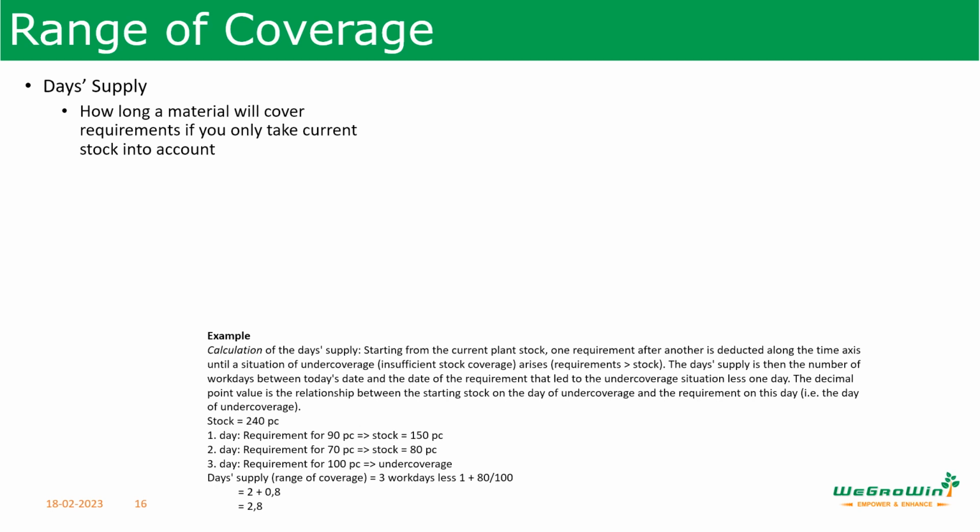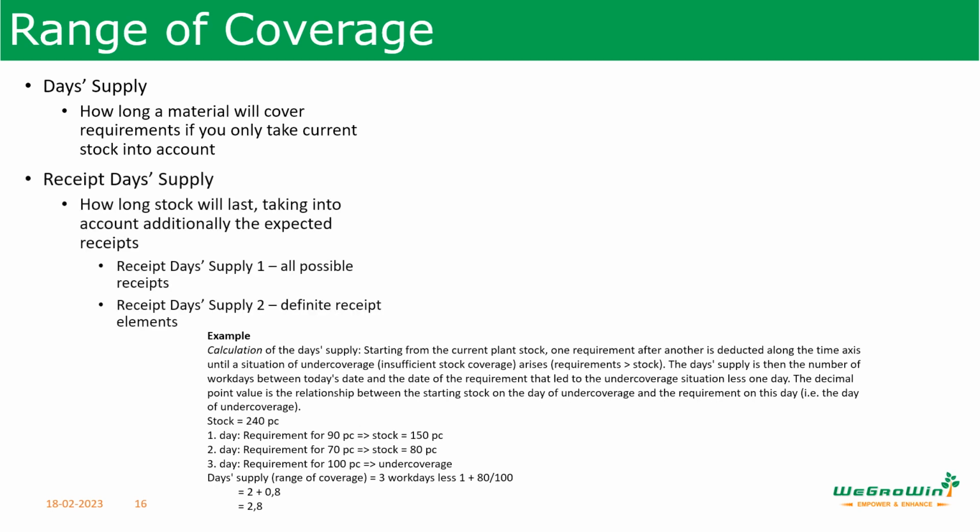There is a stock of 240. The first day requirement is 90, remaining will be 150. Second day requirement is 70, remaining is 80. Third day requirement is 100. Then this is under coverage. So which means how much? We have only 80. So we have 2.8 as the days supply. This is how days supply will be calculated.